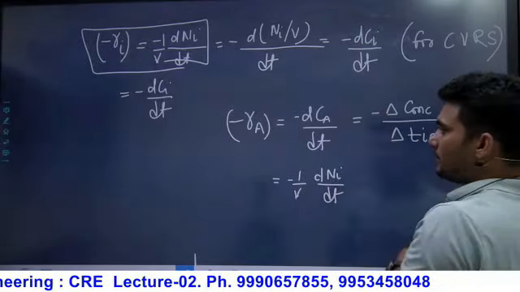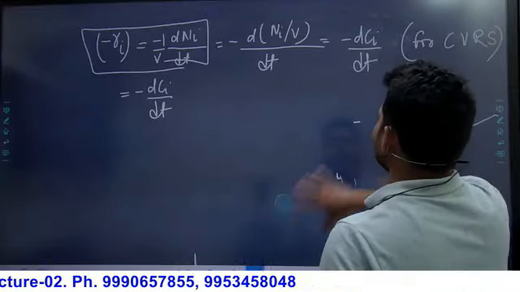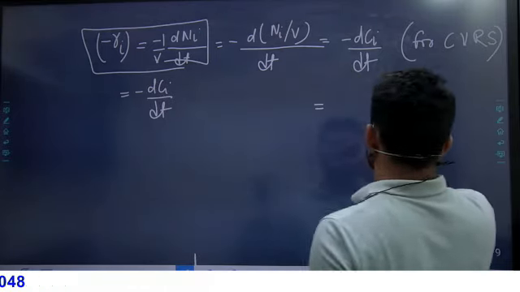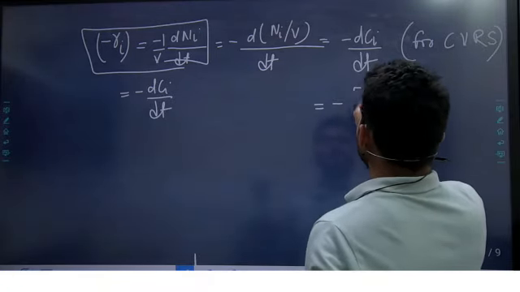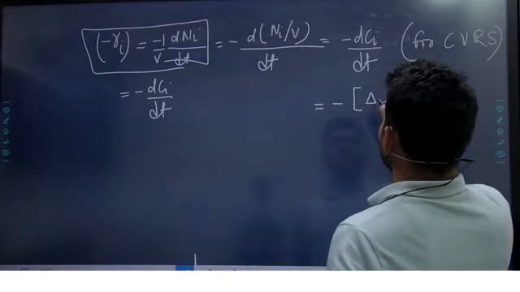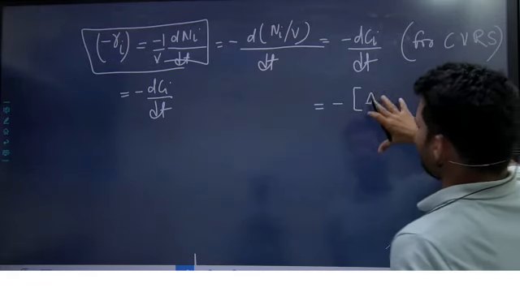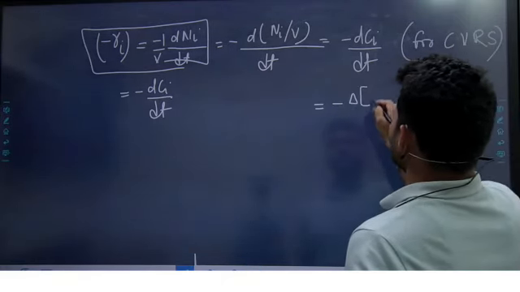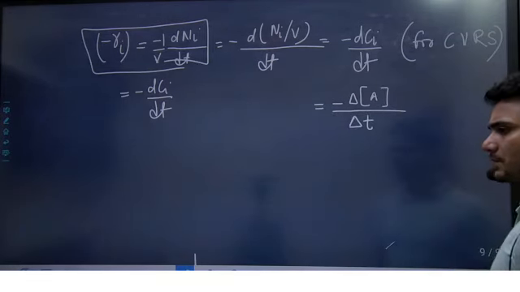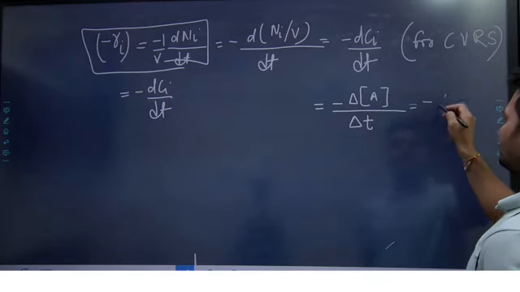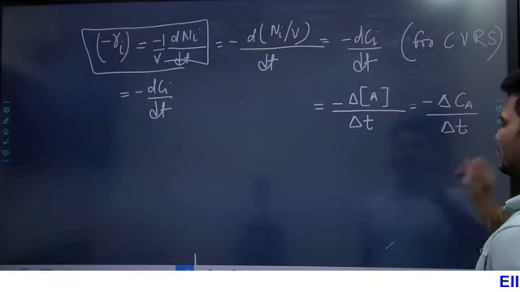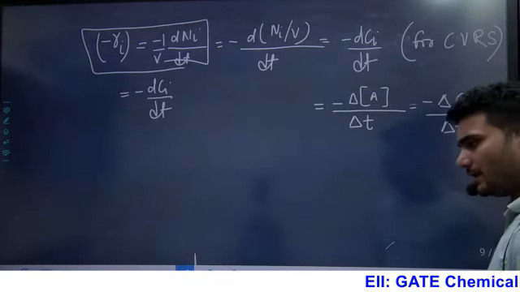If it is a constant volume reaction system, then what will I write? Then you can define this rate as minus change in concentration. You can use the big bracket, change in concentration of A divided by del T, or you can write it as minus del Ca divided by del T. That will be the definition. Are you following?